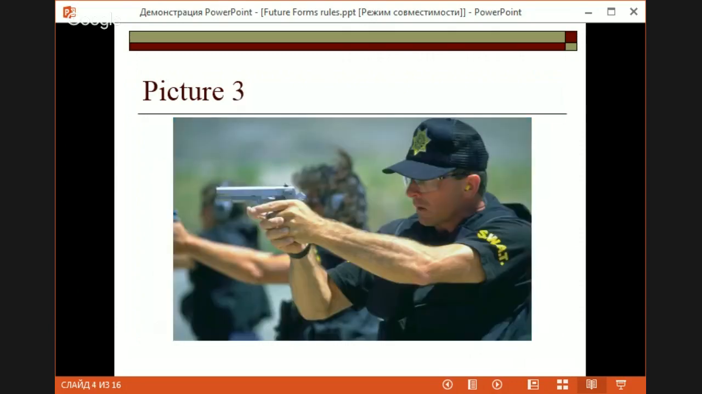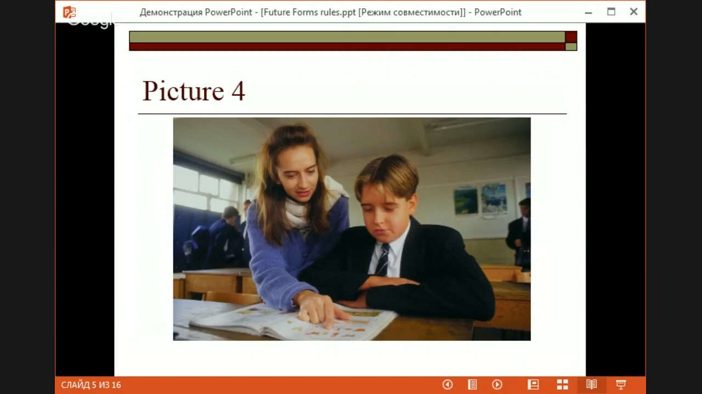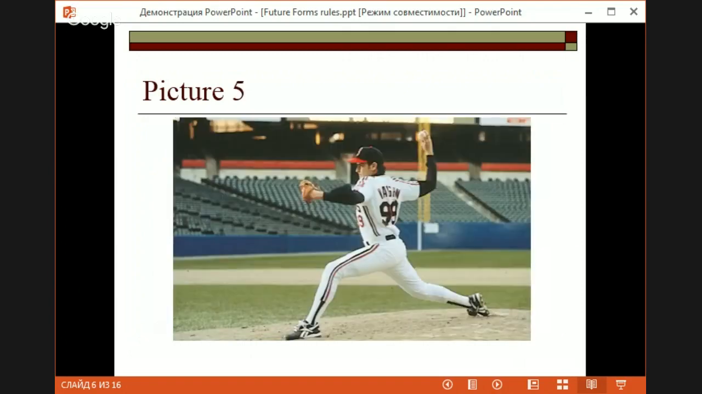The third picture, we can see what the policeman is planning to do. He is going to shoot. The fourth one, we can see here a boy, and we can imagine that there is a conversation between this boy and the girl. The boy says, I don't understand something in this book. And the girl says, I'll help you, or let me show you. And the fifth picture, we have here a guy who is going to throw a ball. So we can say that he's going to throw a ball.